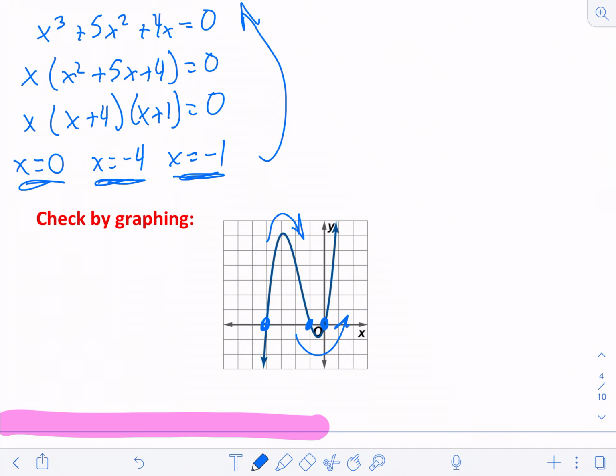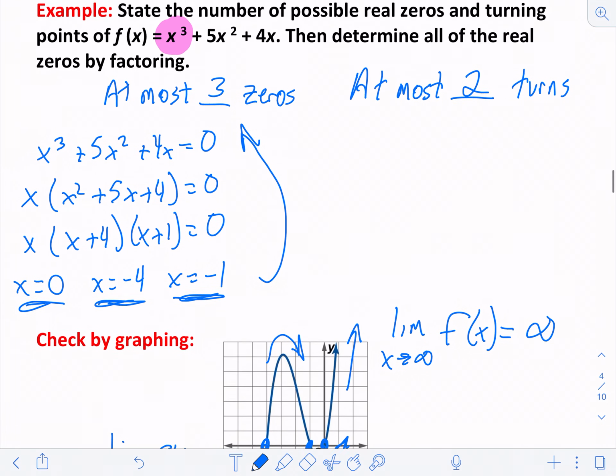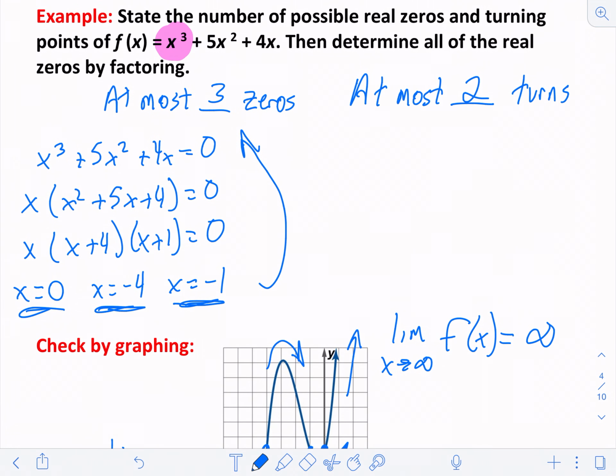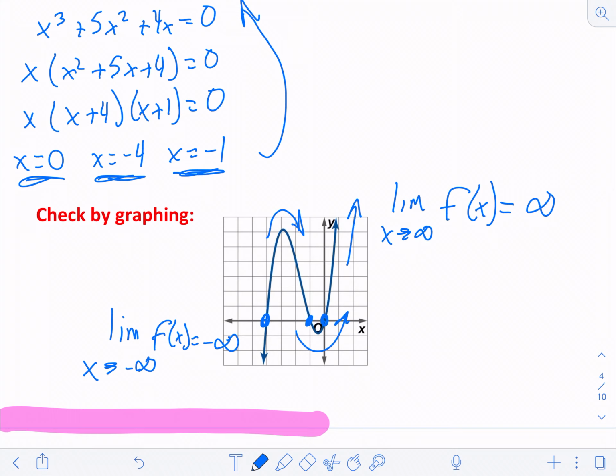Let's talk about the end behavior here. What's happening? This is going up forever. So we can say that the limit as x approaches infinity of f of x, just by looking at the picture, is going to be infinity. And over here, the limit as x approaches negative infinity of f of x is also going to be negative infinity. And that makes sense, because again, this is an odd degree with a positive leading coefficient. So as a result, as x approaches negative infinity, my limit is going to be negative infinity, and as x approaches infinity, my limit is going to be infinity.